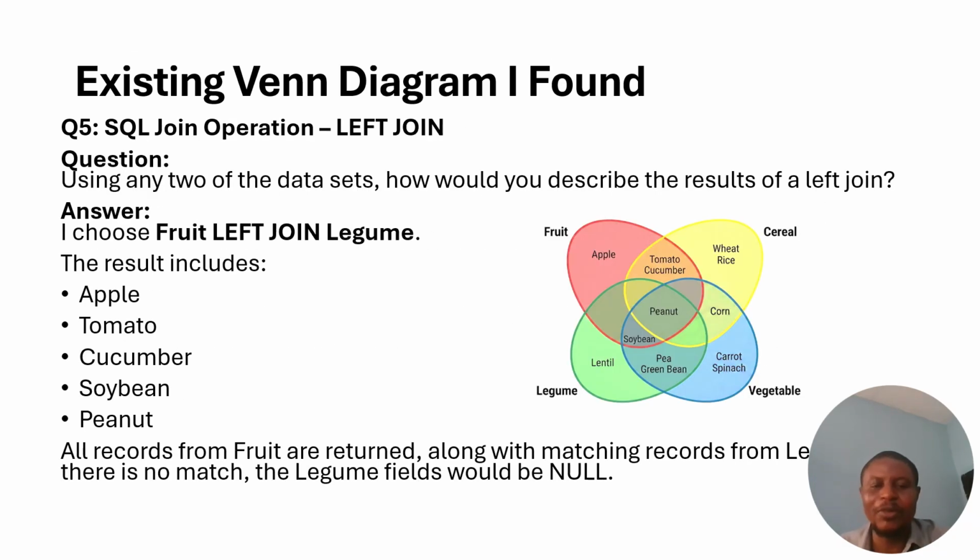For question number 5, using the SQL join operation left join, I chose fruit left join legume, and the results include apple, tomato, cucumber, soybean, peanut. All records from fruit are returned, along with matching records from legumes. If there is no match, the legume fields will be null.